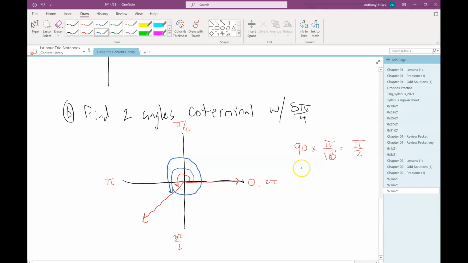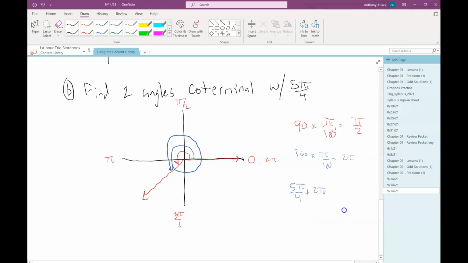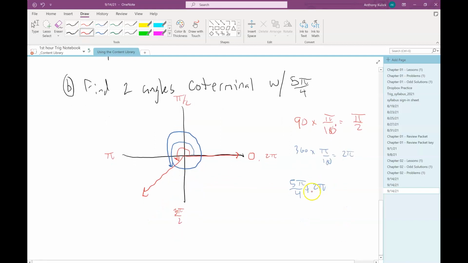So once around is 360 degrees. And if I convert that into radians, that's 2 pi. So I could do 5 pi over 4 plus 2 pi. To add those fractions, I need to make a common denominator. It should be 4. So this is really 5 pi over 4 plus 8 pi over 4. So 13 pi over 4 would be one.